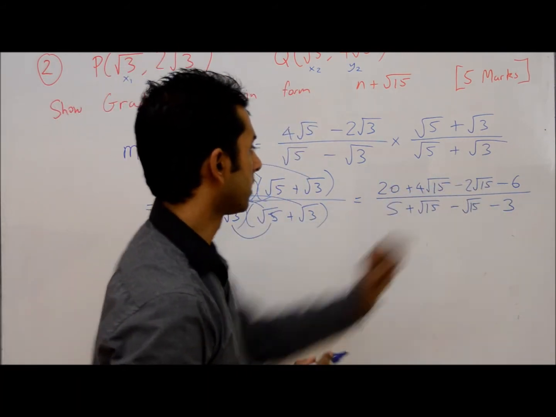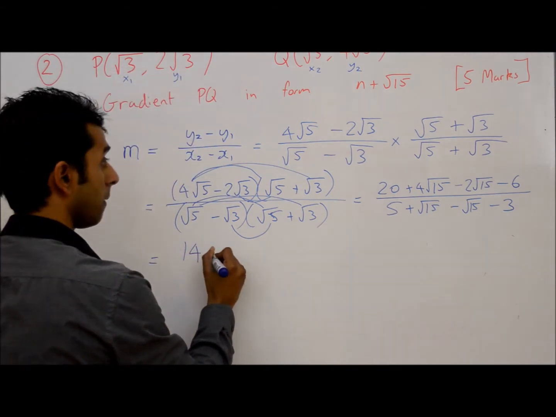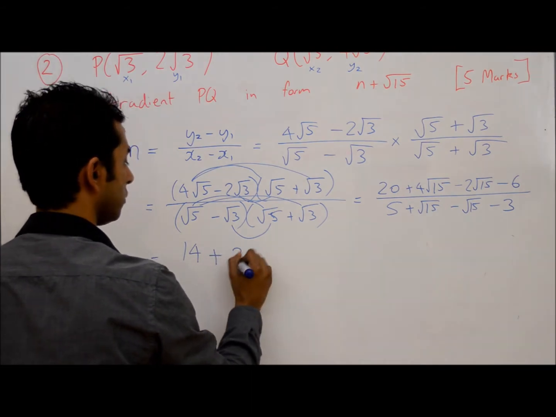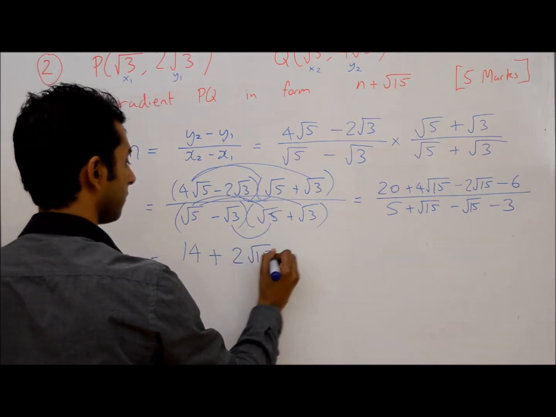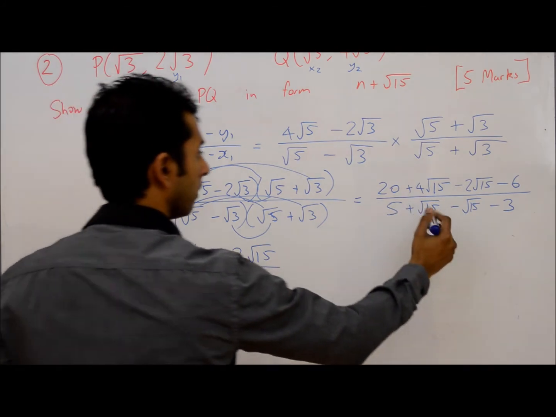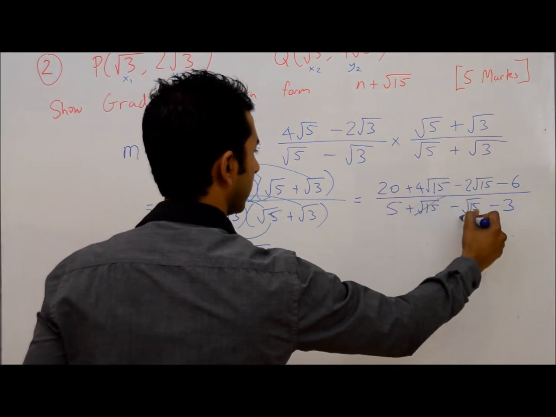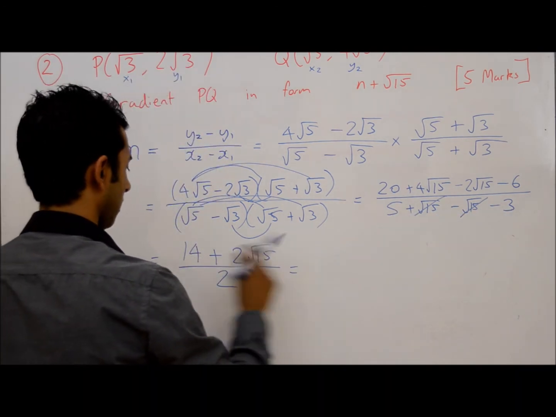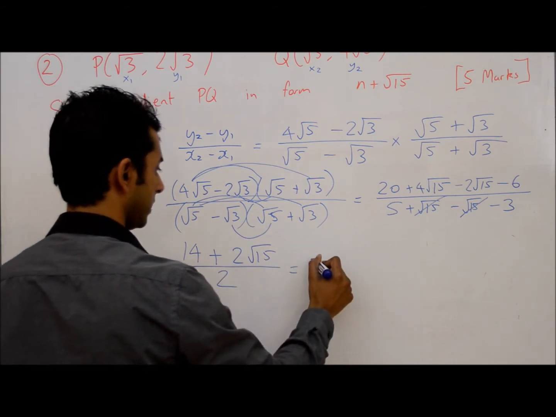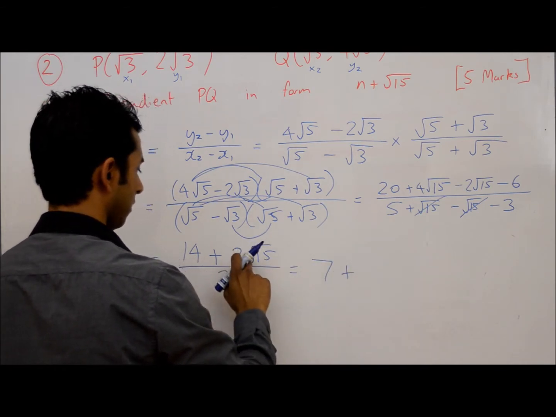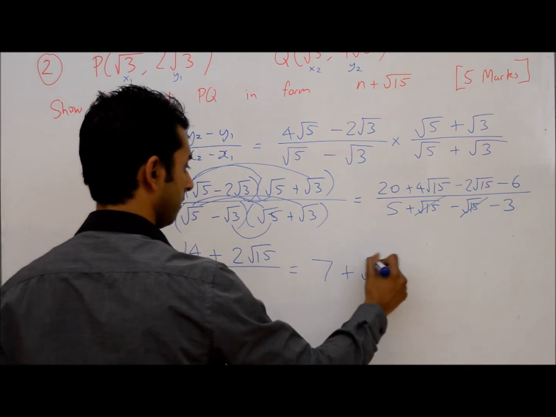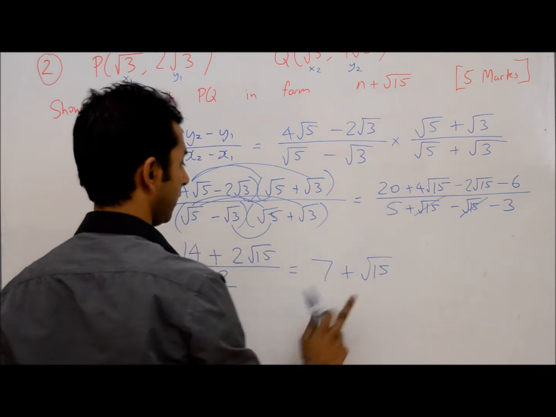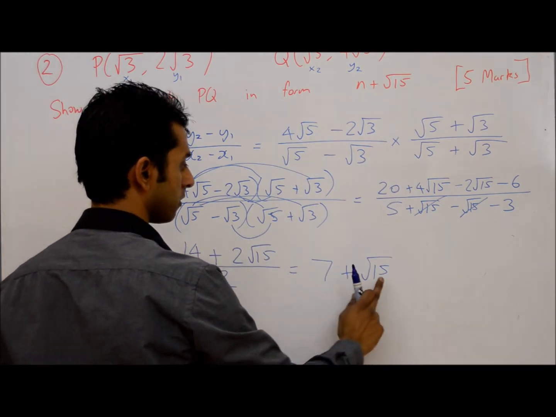Okay, so let's tidy this up a little bit more. So 20 take away 6 is 14, plus 2 square root 15, divided by, root 15 and minus root 15 cancel each other out, so you're left with 5 minus 3, which is 2. We can simplify this to 14 divided by 2 is 7, plus the 2's cancel out here, root 15. The question asked us to write your answer in the form n plus root 15, and we've done that, so it's 7 plus root 15.